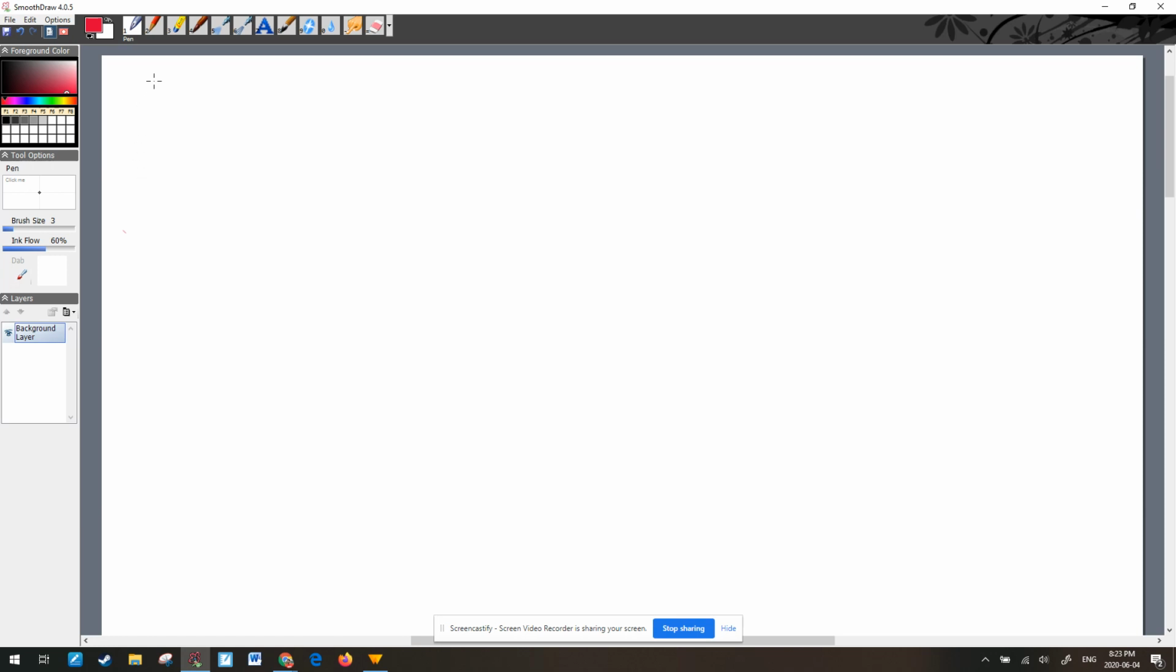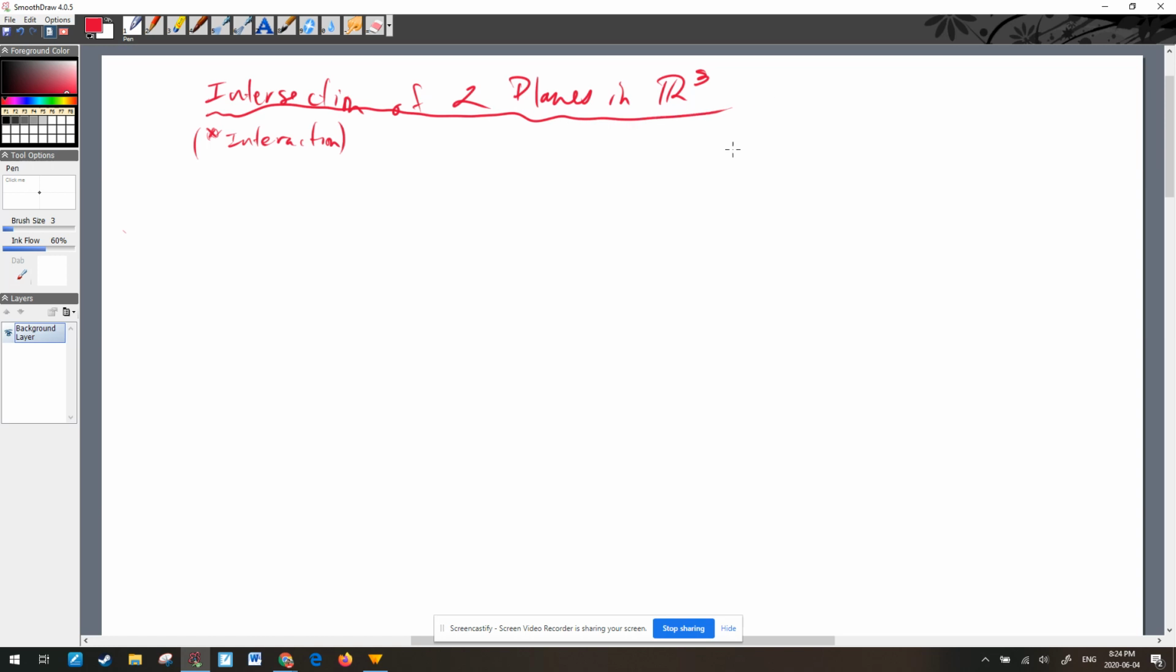Okay, so we've done the intersection of 2 lines, and then we did the intersection of a line and a plane. Those of you who are speculating children, this is going to be the intersection of 2 planes in R3. Now, this may be better, instead of saying intersection, we could say interaction, right? Because it's not a sure thing that two planes intersect.